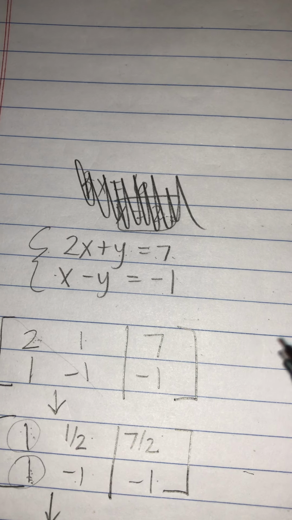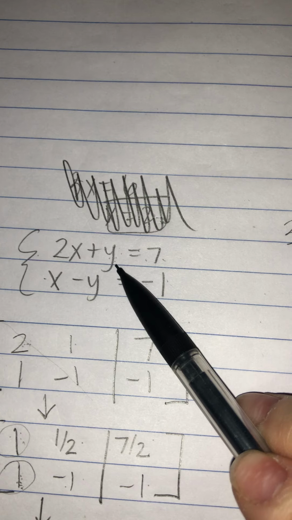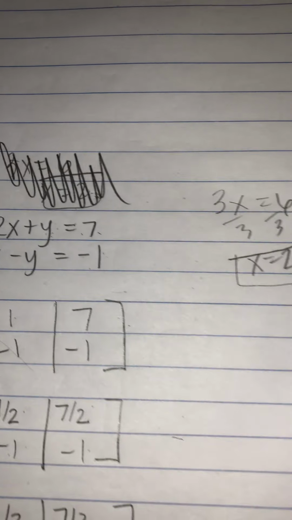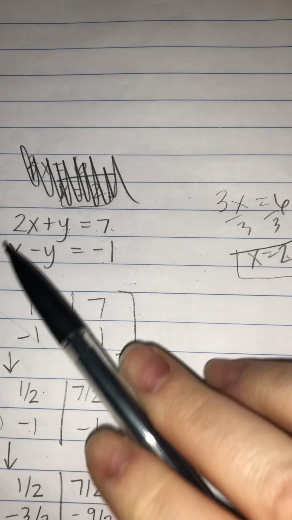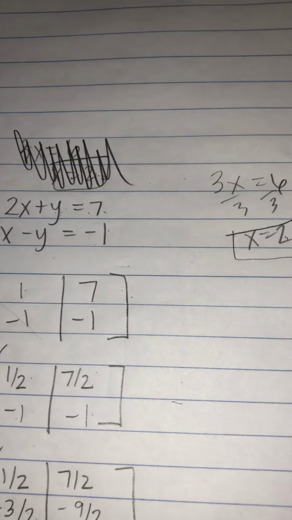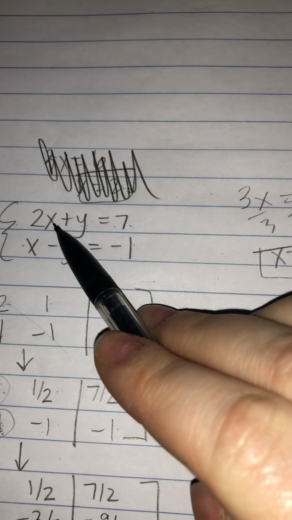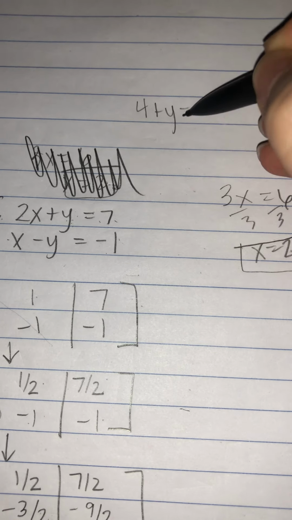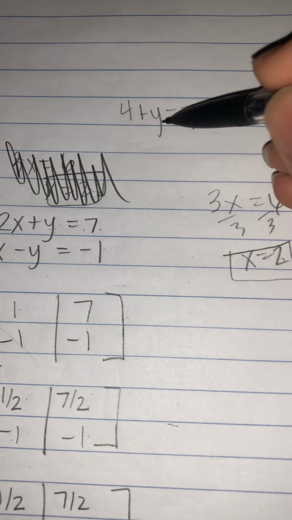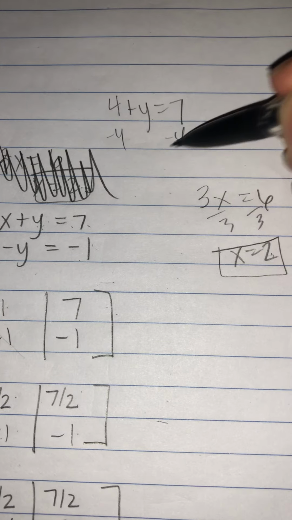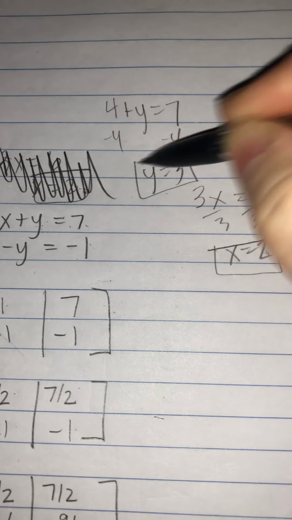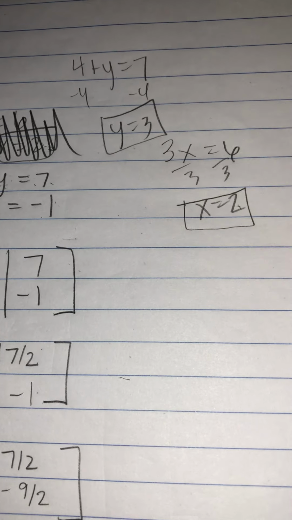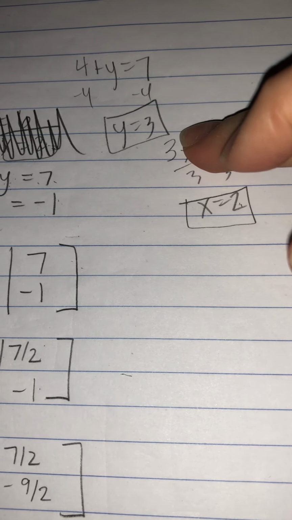And then we also need to go figure out what y equals. So I'm going to go plug in the 2 for x in right here. And what I get, 2 times 2 is 4. And then I have plus y equals 7. And then to get y by itself, I'm just going to subtract the 4, subtract the 4. So I get y equals 3. Okay, so that's definitely the fastest way to solve it. X equals 2 and y equals 3.